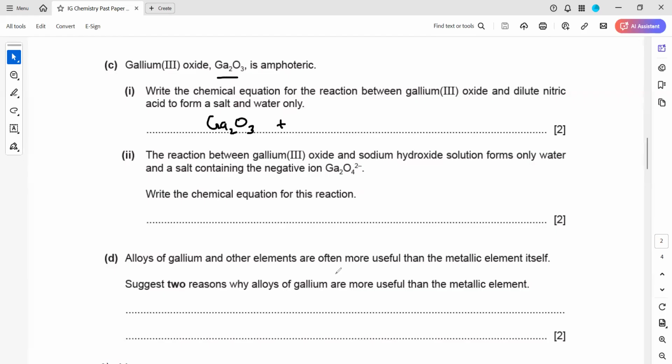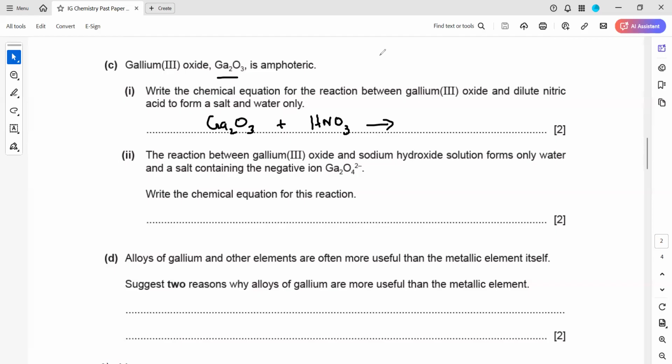What is the formula of nitric acid? The formula of nitric acid is HNO3. When a metal oxide reacts with an acid, it will form a salt and water. So nitric acid results in the formation of a nitrate salt. Hydrochloric acid gives a chloride salt, sulfuric acid gives a sulfate salt.